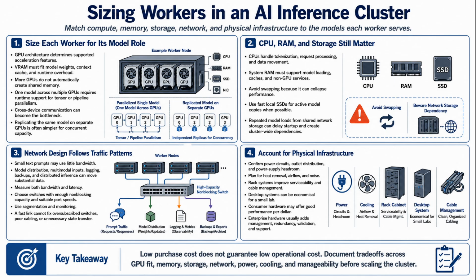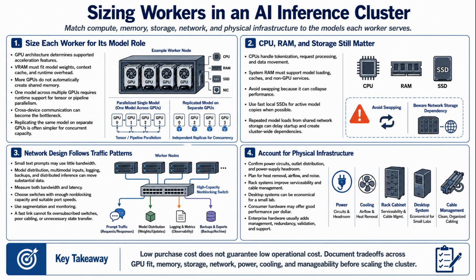CPUs handle tokenization, request processing, data movement, and services that surround inference. System RAM must accommodate model loading, caches, and non-GPU components without swapping. Use fast local SSD storage for active model copies when possible. Repeatedly loading large models over a shared network can delay startup and turn storage into a cluster-wide dependency.